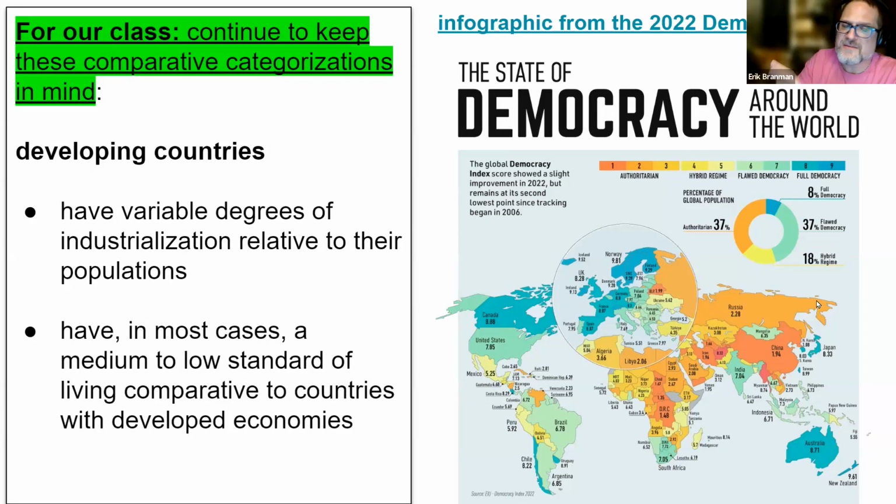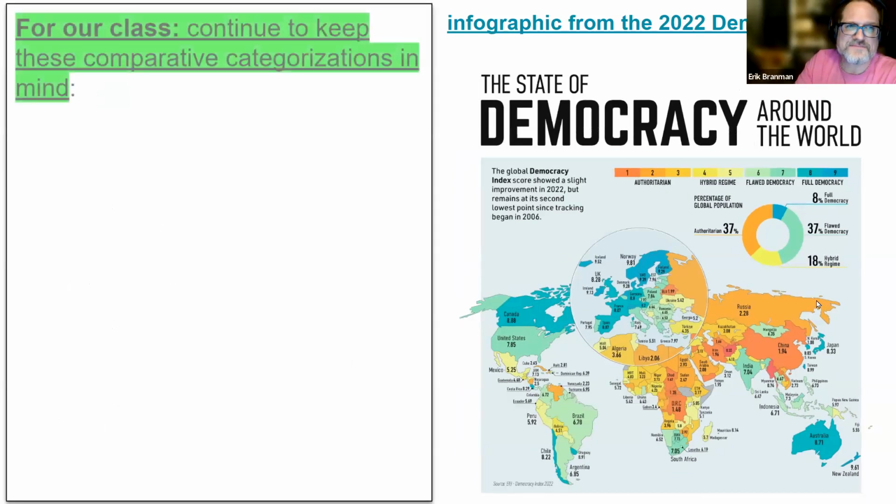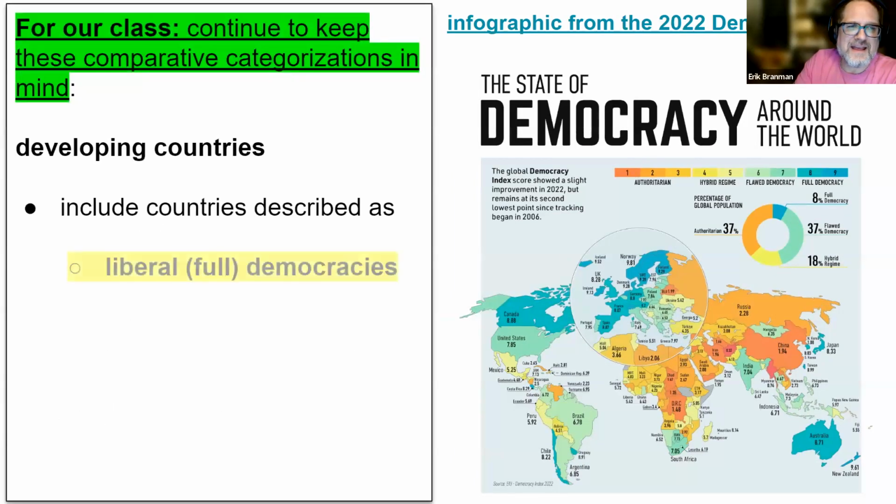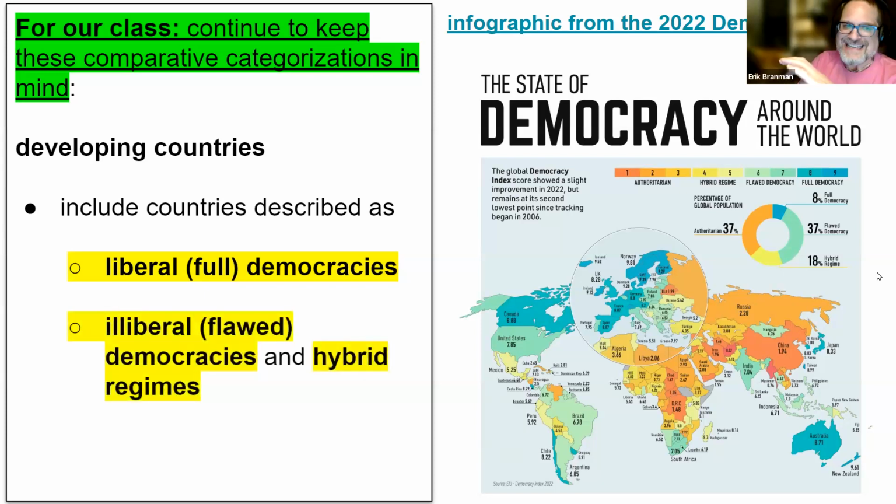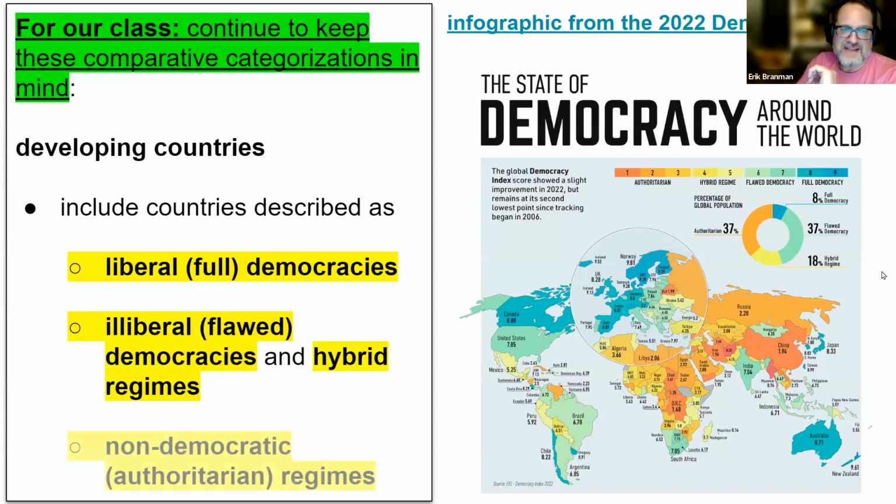Developing countries, again, medium to low standard of living compared to countries with developed economies. We've got a range, and we'll talk about this range, folks. I just want to introduce you to the terms liberal or full democracies, illiberal or flawed democracies. So talk about hybrid regimes. There you go, hybrid regimes. And lastly, non-democratic or authoritarian regimes.